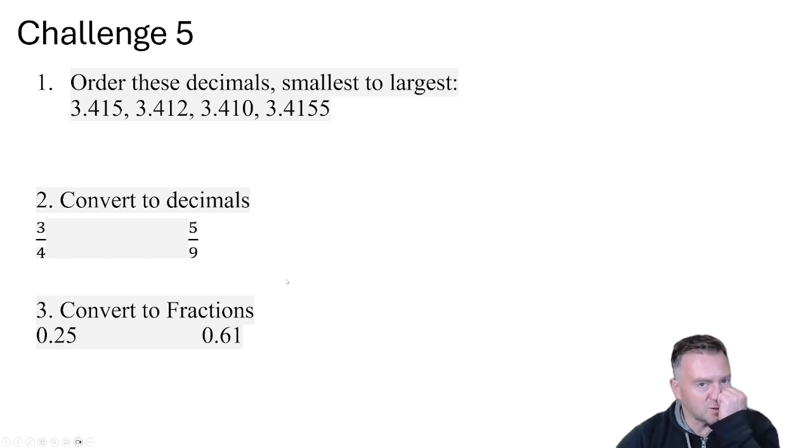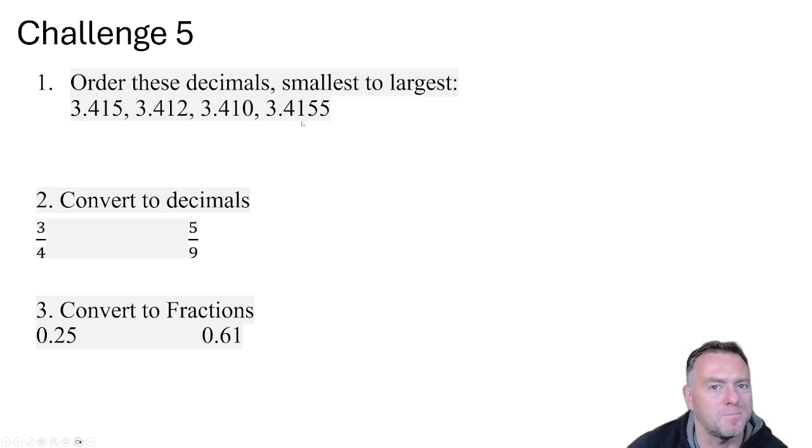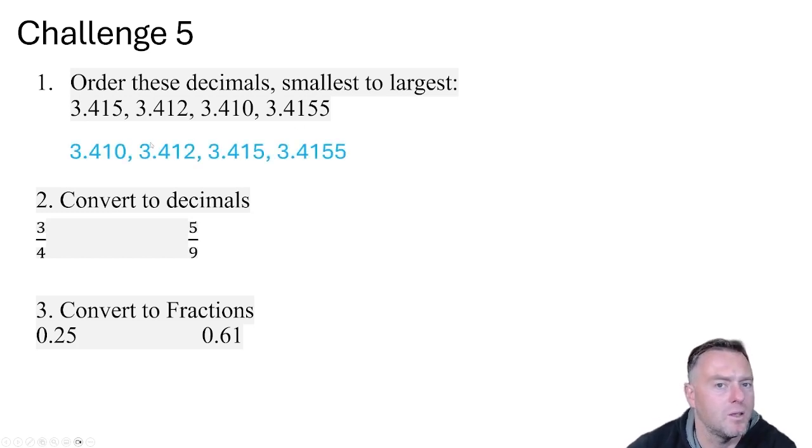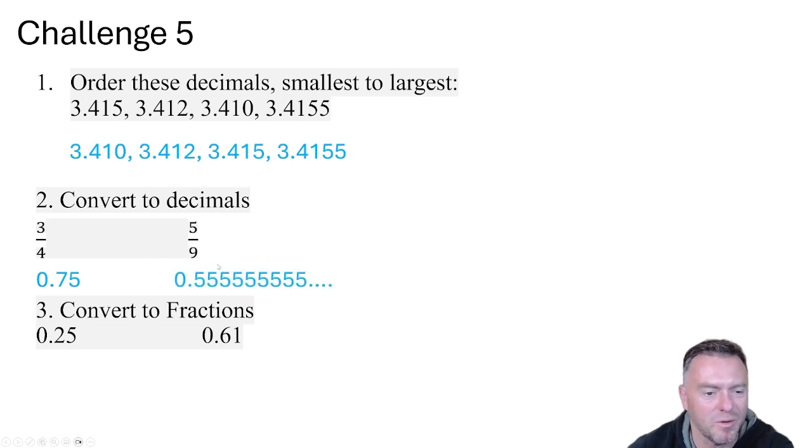Then rearrange these orders, the smallest to largest. So the first one, you've got 3.410, 3.412, 3.415, and 3.4155. Convert to decimals, so 3/8 is the same as 0.475. And then 5 on 9 is the same as 0.555555555, repeating on and on forever. So that's another topic that we need to deal with a little bit later.